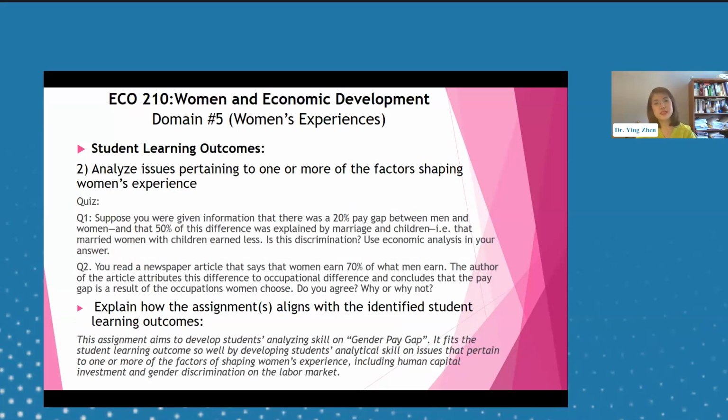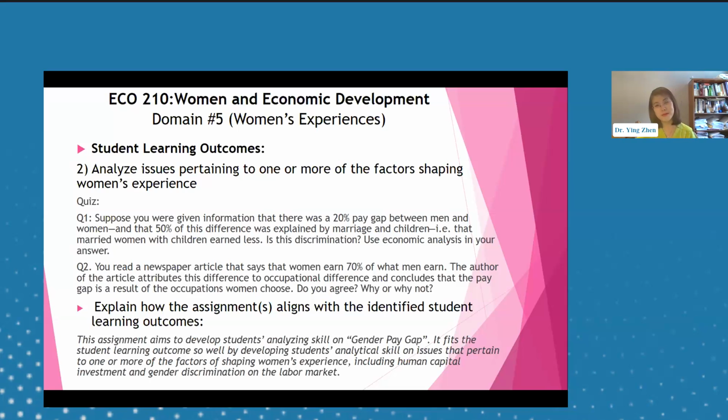And the other student learning outcome is to analyze issues pertaining to one or more of the factors shaping women's experience. So what I did is to give a quiz. So you may not give 2 questions at the same time. So basically these questions would help students to satisfy this learning outcome. They are both about gender pay gaps. Because there has been a misunderstanding that, okay, women earn less than men in almost every occupation. And this has been a universal fact.